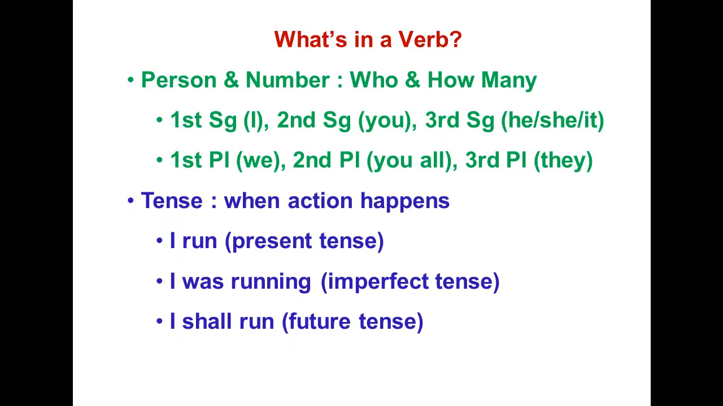The first thing that we need to know about is what's in a verb. In Big Book 1, we deal with person and number, who and how many. First singular I, second singular you, third singular he, she, it, first plural we, second plural you all, third plural they. We also deal with the concept of tense, which describes when the action happens. I run is present tense, I was running is imperfect tense, and I shall run is future tense.